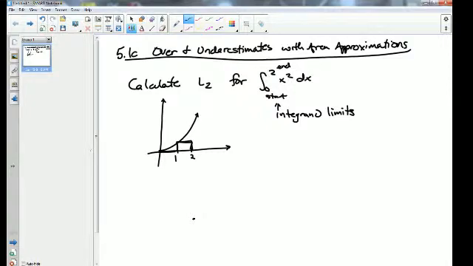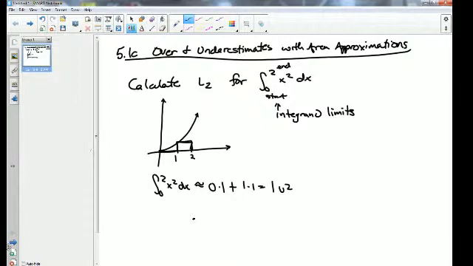Okay, so approximately, if we're using L2, how high is that? 0 times 1 plus 1 times 1. And how tall is the function at the x value of 1? 1, right? So 1 times 1. So we have an approximate area of 1 unit squared, right?